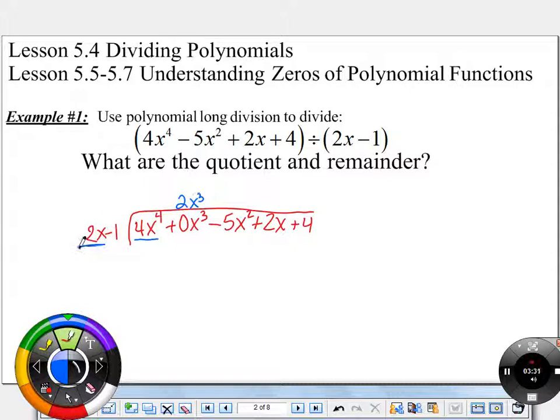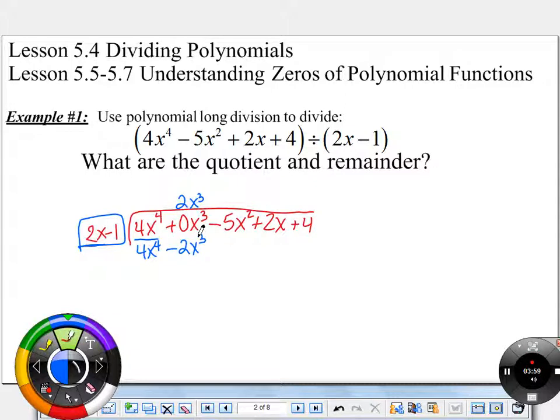Good. So this is a binomial that you're dividing by. So remember, once you decide what goes up here, what do you do with the number that you put up here? You multiply it times your divisor. So this is 2x cubed times 2x minus 1, two terms. Okay? So 2x cubed times the 2x gives me 4x to the fourth. That's what we wanted, right? Matching first terms. And then 2x cubed times the minus 1 is going to give me minus 2x cubed.